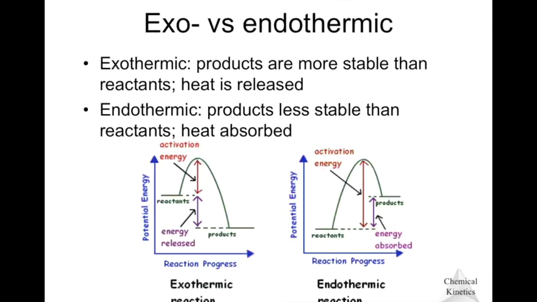Endo versus exothermic, we've used those terms before. If it's exothermic, the products are going to be more stable than the reactants, so heat is going to be released. Heat exits the reaction. If it's endothermic, it's the opposite. So endothermic, heat gets absorbed, so our product has heat being absorbed. It's not giving us energy back. These guys are going to be less stable in this case.